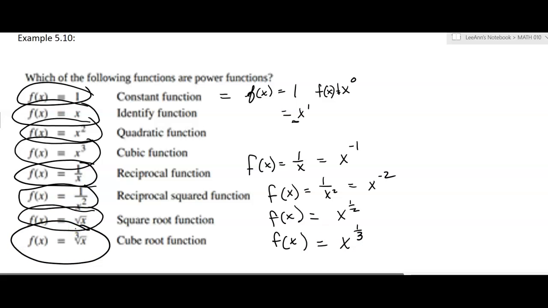So they all can be written in the form k x to the p. Okay? They can all be written in that form. Therefore, they can all be identified as power functions.